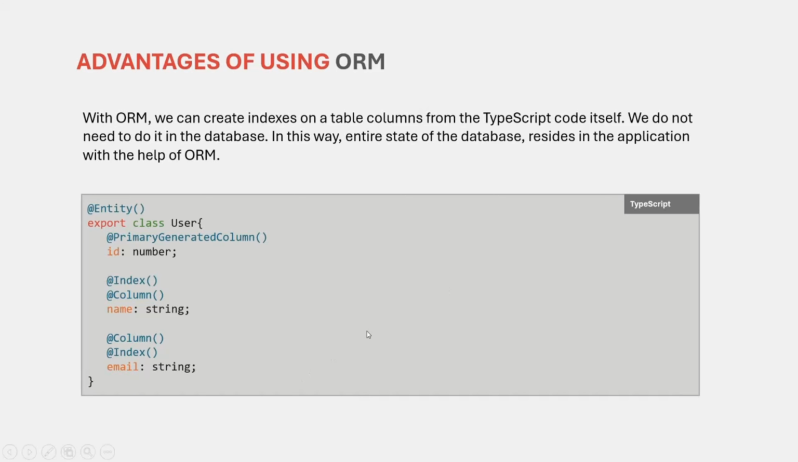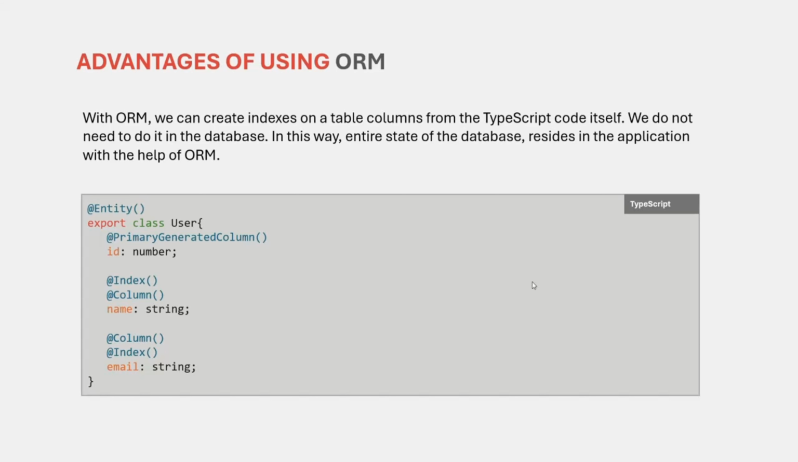So for example, we have this user entity. Based on this user entity, ORM will create a user table. Now what we want is, in that user table, we want to have an index on the name column and the email column. So for that, we just need to decorate these two fields in this user class with the @Index decorator. And TypeORM will understand that when this user table is created in the database, we also want to have an index on the name column and email column.